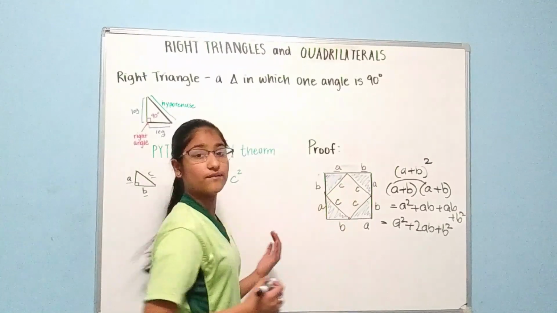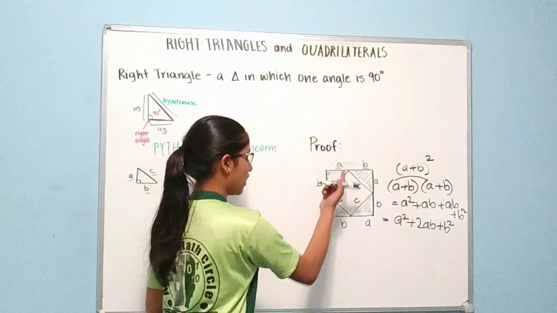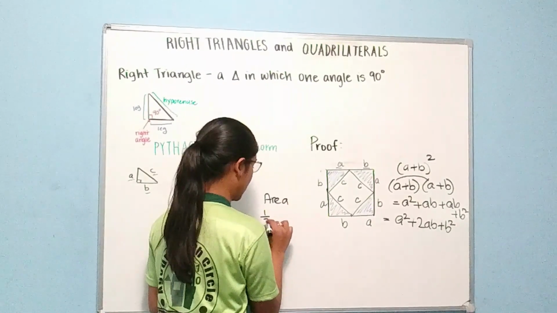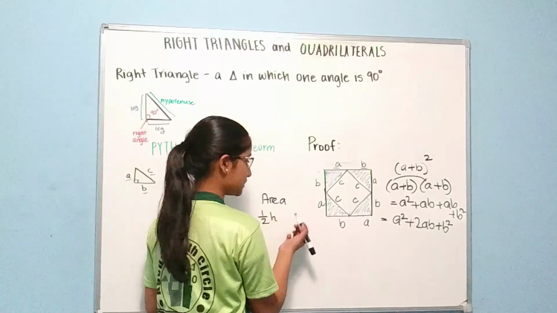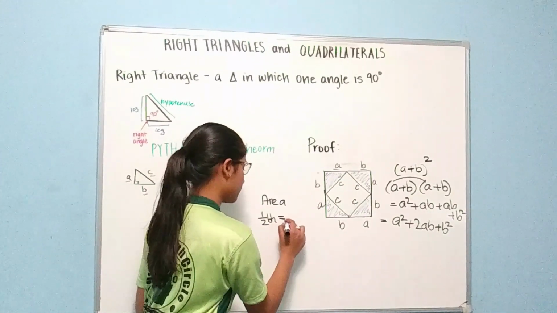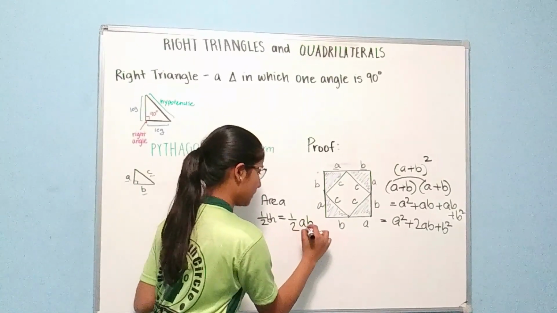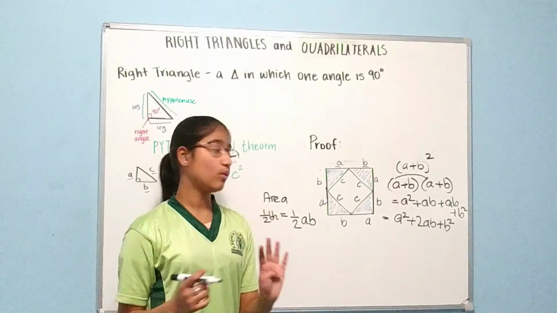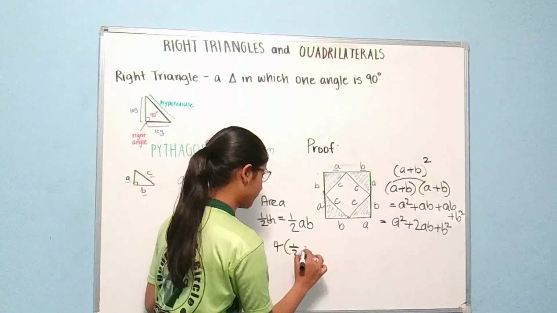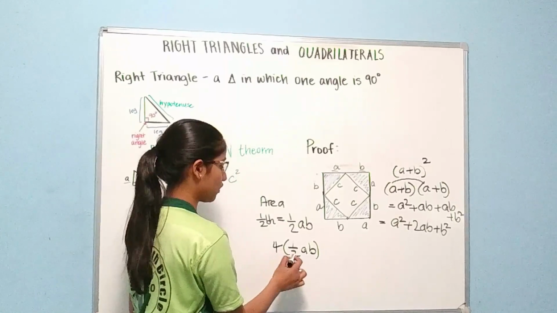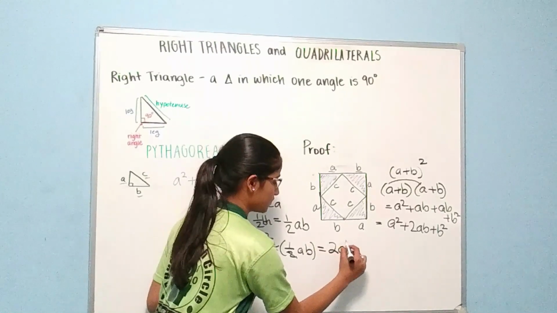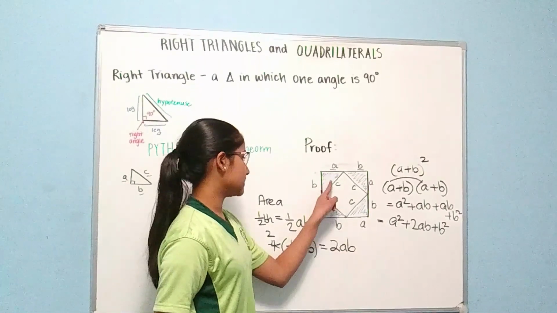So first, let's find the area of each triangle and multiply by 4. Well, obviously we know that the area of a triangle is 1/2 of base times height. Now, in this case, the base and height are A and B, so the area is 1/2 of AB. Now we have to multiply this by 4 since there are 4 triangles. So 4 times 1/2 of AB is basically 4 over 2 times AB, and you can simplify and get 2AB. So 2AB is the shaded regions.